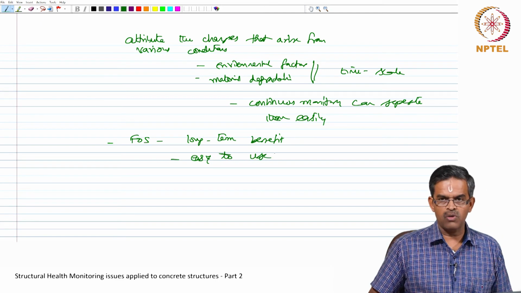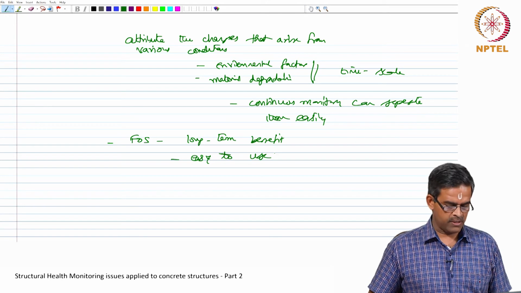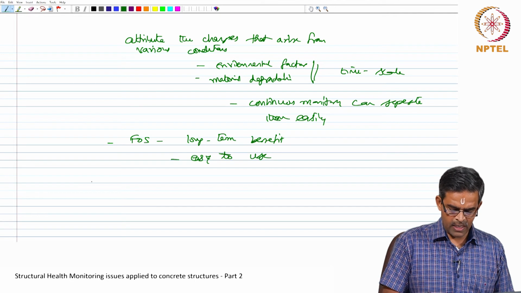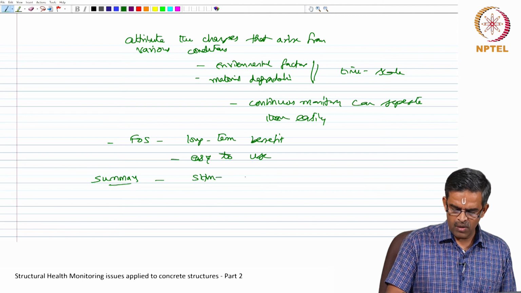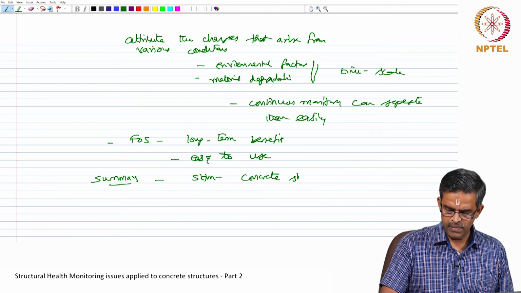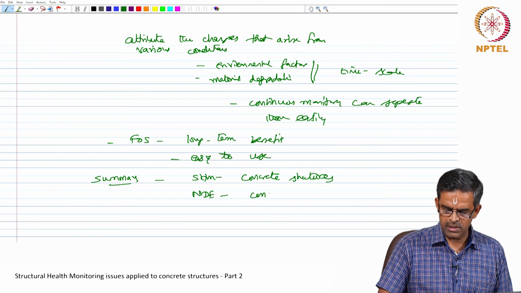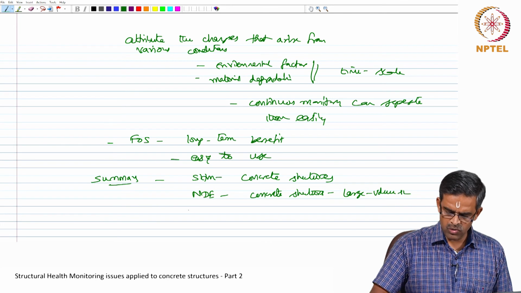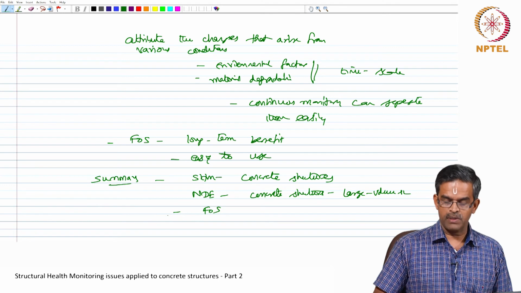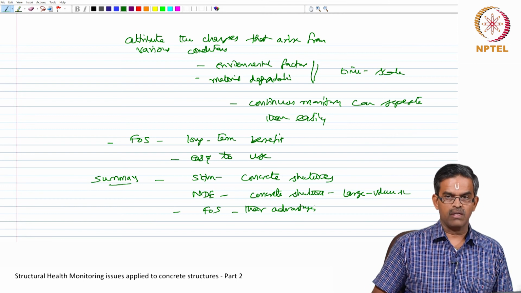In the case study next module, I will show an example how fiber optic sensors can be useful in detecting the damage in concrete structures. So, friends, in this lecture we discussed the application issues of SHM on concrete structures. We have also seen different NDE methods which can be used for concrete structures and large volume structures. We have also seen a brief introduction about use of fiber optic sensors and their advantages in structural health monitoring. Thank you very much.